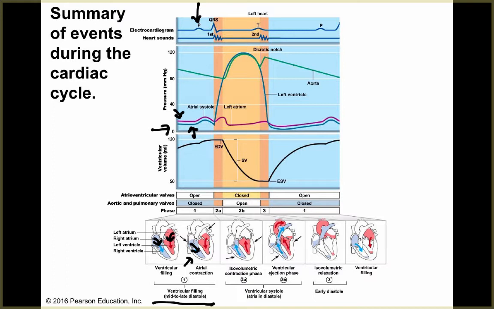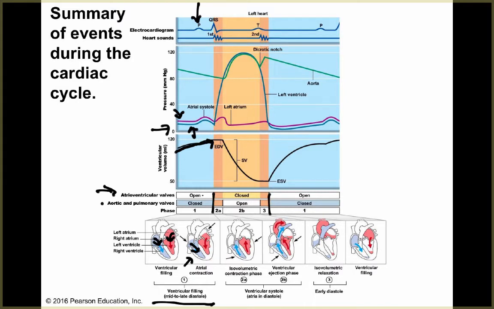So you can see during this place, the AV or atrioventricular valve is open, but the aortic and pulmonary valves are closed at this point, right? And so you can see here that you start kind of low, way down here, and so you're going to start filling the ventricle with blood at this point.